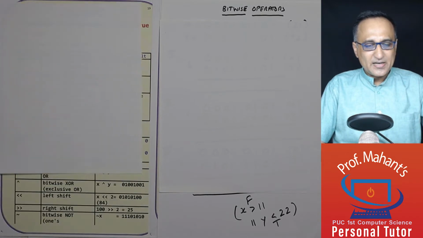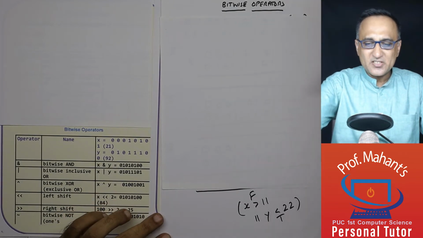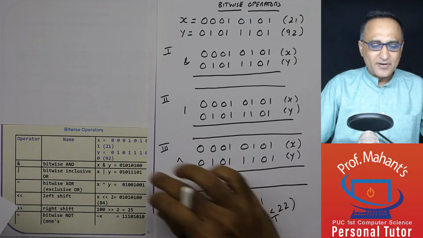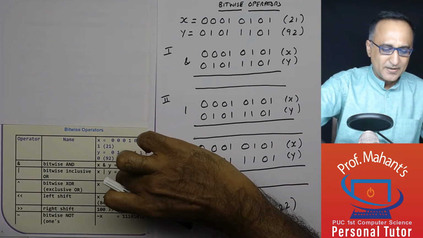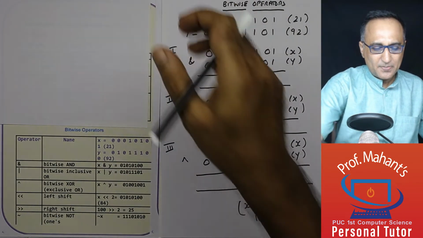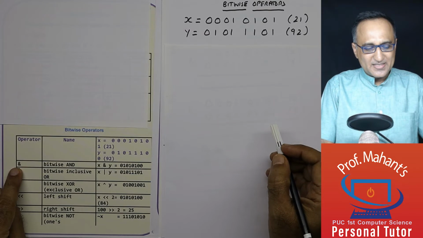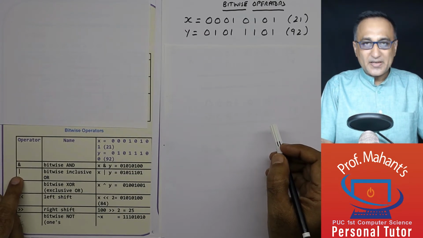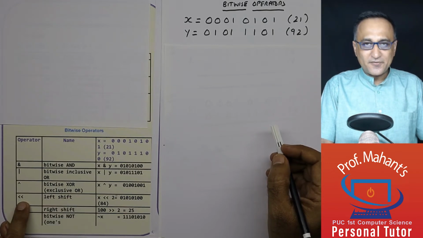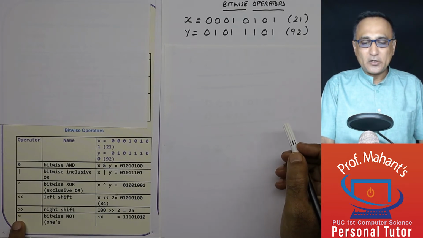Now let us understand bitwise operators. You know that in computers, everything is stored in terms of zeros and ones. So we can manipulate at the level of an individual bit. Here I am representing two numbers x and y in bits. So this is the operator. This is the bitwise AND, bitwise OR, bitwise exclusive OR. This is left shift, this is right shift, and this is the bitwise complement operator.